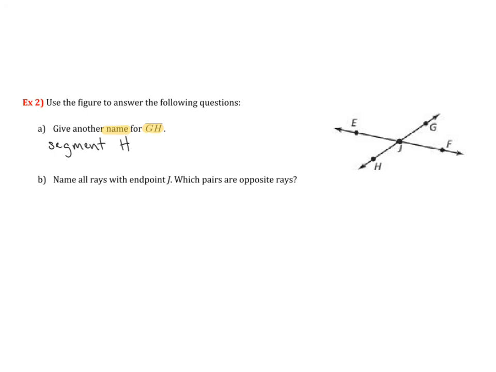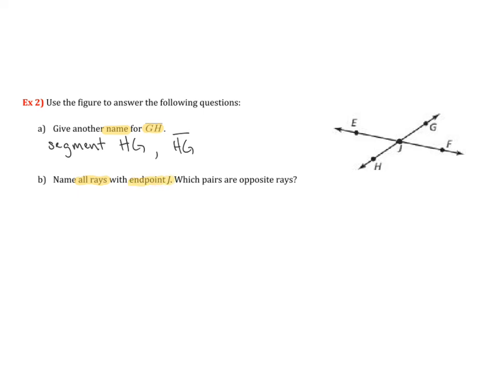So we can write down, of course, the word segment and name it HG, right? We can go the opposite way, that's fine. There's no direction for segments. Or we can write HG with the bar on top. Part B is asking to name all rays with the endpoint J.